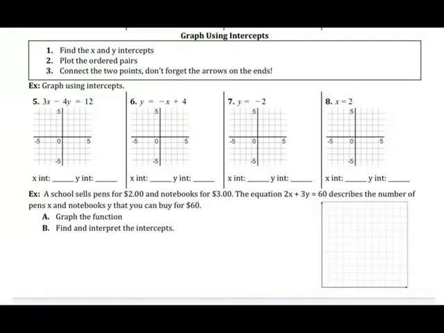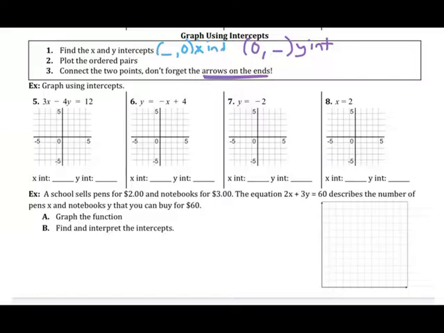Graphing using intercepts. The very first thing you're going to do is exactly what we just did. We're going to find the x-intercept and the y-intercept. So we're going to find the number, 0, that's our x-intercept. And then we're going to find 0, the number, that's our y-intercept. Once we have found those 2 points, we're going to plot them. Then we're going to connect the dots and make sure that we have arrows on the ends of our line.